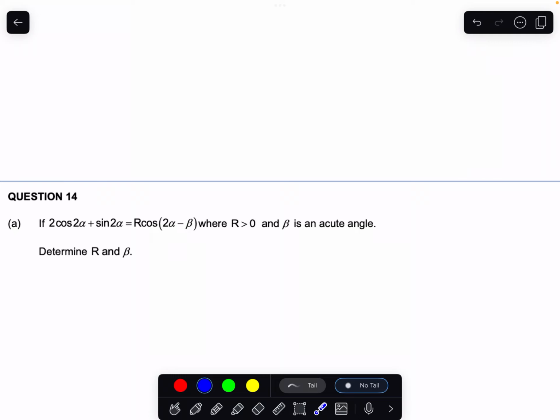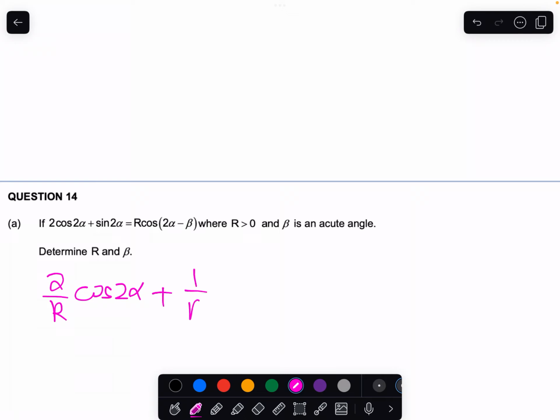Then they divide through by the r. So we end up with 2 over r cos 2 alpha plus 1 over r sine 2 alpha, and here we have cos of 2 alpha minus beta. Okay. Then we have x squared plus y squared is equal to r squared. So 2 squared plus 1 squared is equal to r squared. Why? Why is that the case?